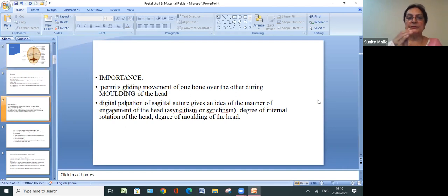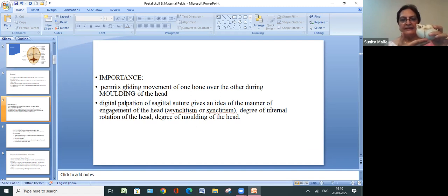So these sutures, the obstetric importance is that they permit gliding movement of one bone over the other during the molding of the head. And we can palpate the sagittal suture, which gives us an idea of the manner of engagement of the head, that is, how it is engaged, whether it has crossed the pelvic rim or not.